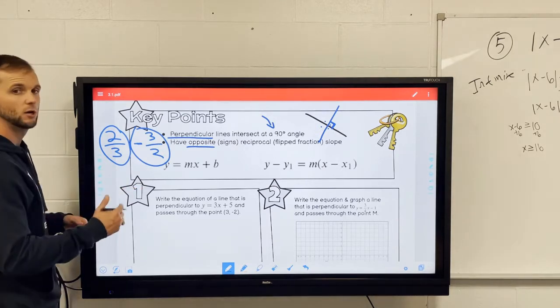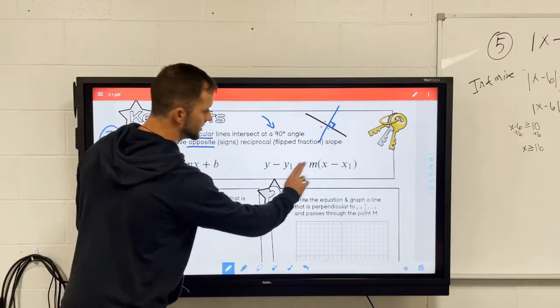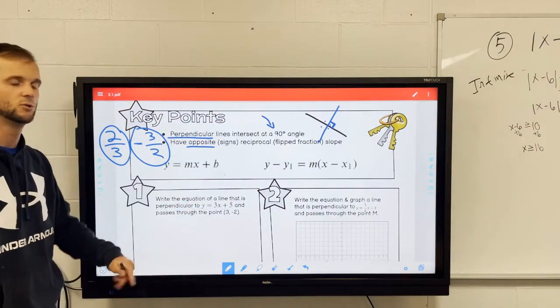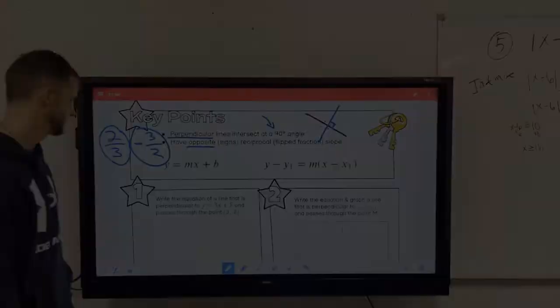The two formulas that you're going to be using through this are slope-intercept form and point-slope form to help you find answers as we go along, okay? Let's jump over to example number 1 and let's put these into use.